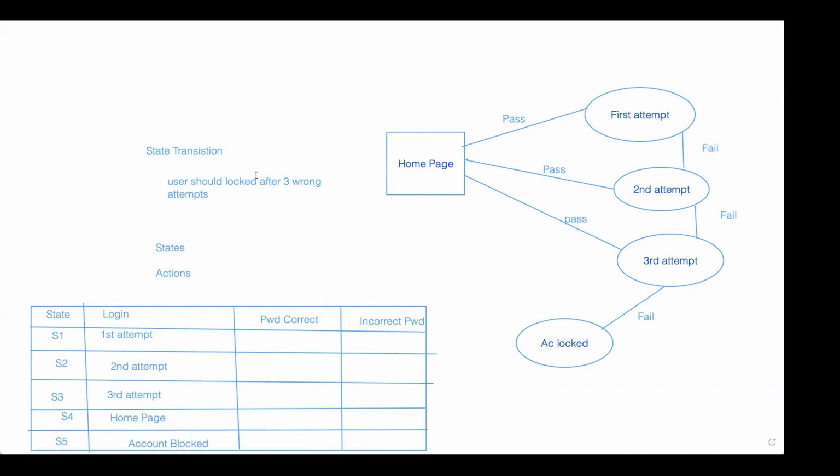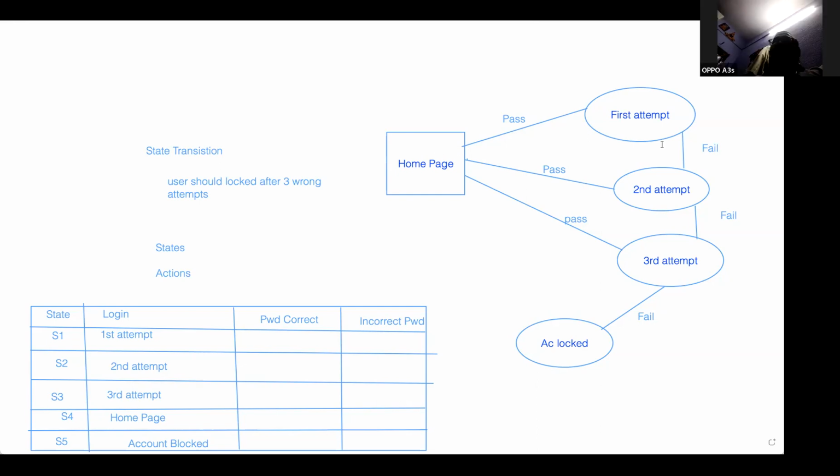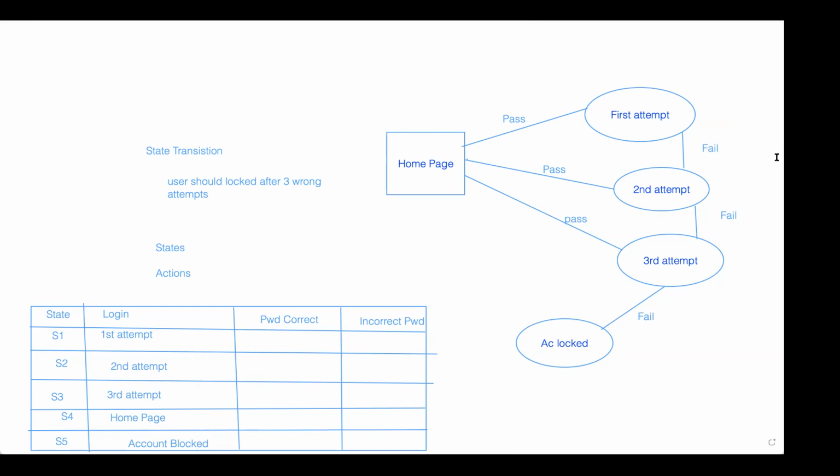Suppose the first attempt itself passes, then I should go to the home page, right? Yes, sir. So that is the first example. Suppose the first attempt fails, what should I do? I need to go for the second attempt. In the second attempt, if the input is correct, it will go to the home page. If it fails, it will go to the third attempt.